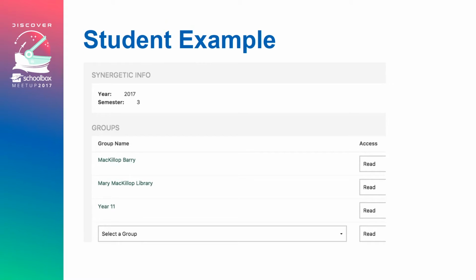So we started with student groups to start with. This one here is a year 11 student. He automatically gets added to his house. We have 4 houses, broken down into sub-houses. So he goes to MacKillop Barry, he gets automatically put into our library page, and he automatically goes to his year 11 page.